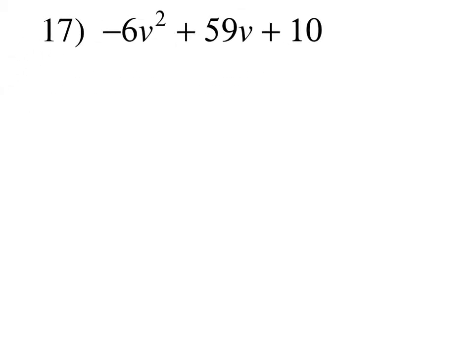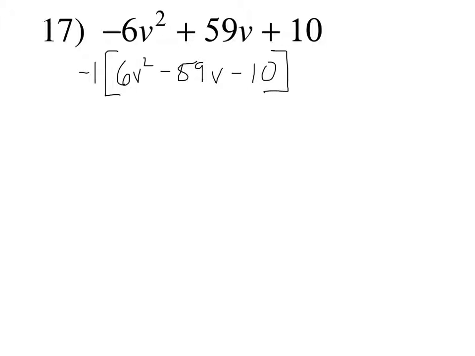Taking a look at number 17. Again, we can pull out a negative 1. Is there anything else we can pull out with the negative 1? No, there's not. Just negative 1. So negative 1 times 6v squared minus 59v minus 10.